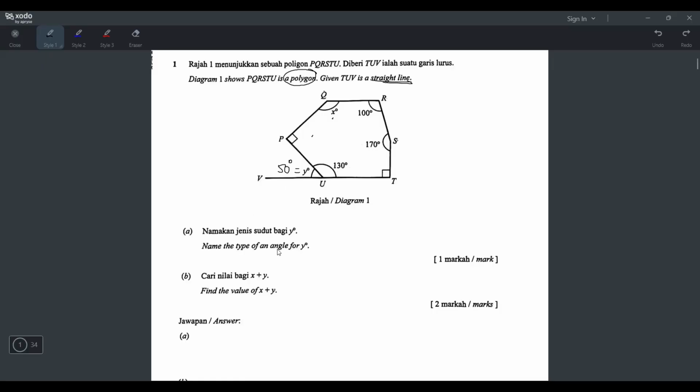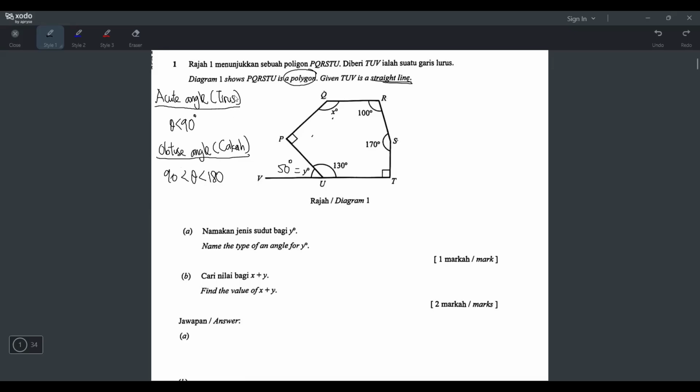So A says, name the type of angle for Y. They never ask you to find Y, they just want you to name the type of angle, right? So I will tell you the types of angle that you need to know. The first type is the acute angle, sudut tirus in Bahasa Melayu. How do you know it's an acute angle? When the angle is less than 90. What if the angle is more than 90? We call it an obtuse angle. Dalam Bahasa Melayu, kita panggil sudut cakah. Sudut cakah ni macam mana? Dia punya sudut mesti in between 90 and 180, means your angle has to be bigger than 90 but smaller than 180.